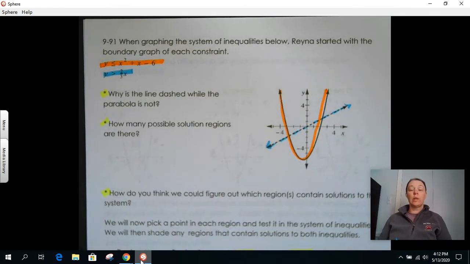My first question for you to think about is, why is the line dashed, but the parabola is not? Okay, so take a look at the graph. I'm going to ask this Edpuzzle question. Why is the line dashed, but the parabola is not? Think back to what we talked about last week. Okay, the next thing I want you to think about, how many possible solution regions are there? So take a good look at that graph. How many solution regions are there?